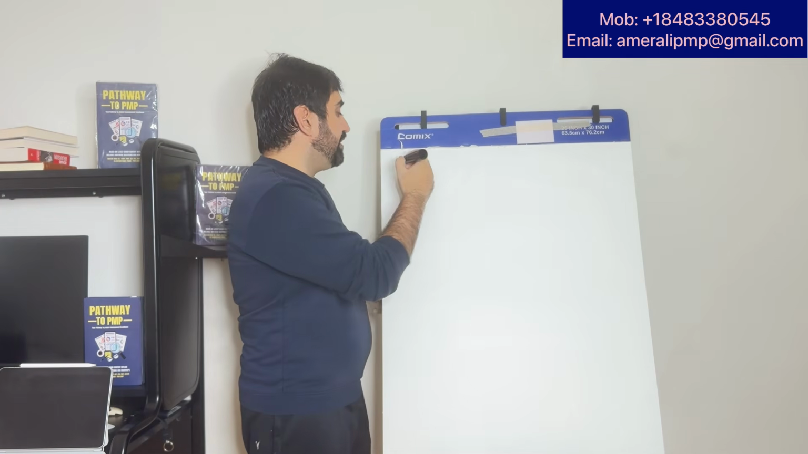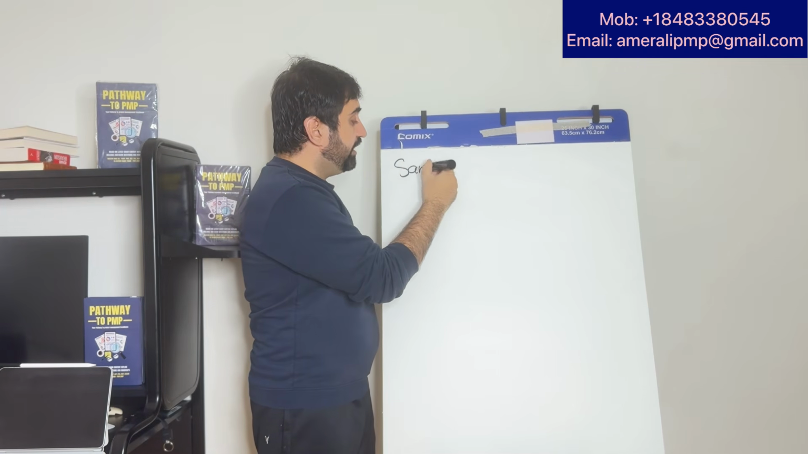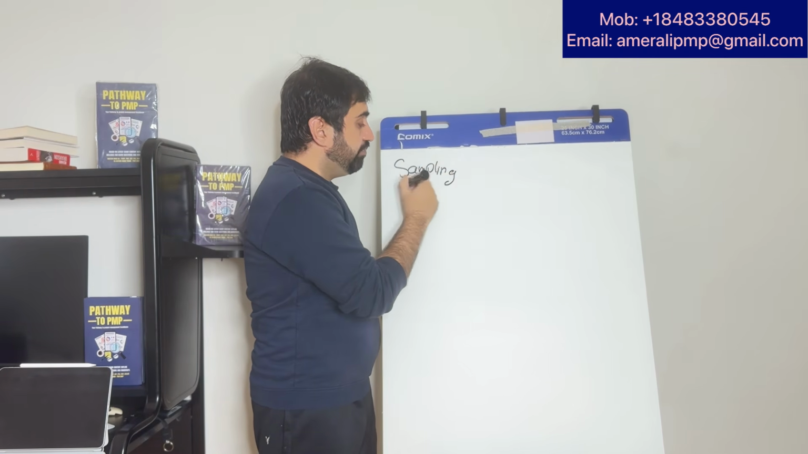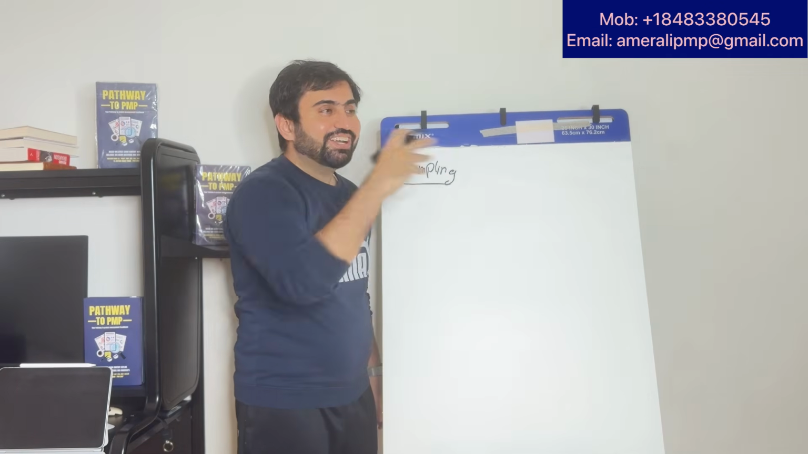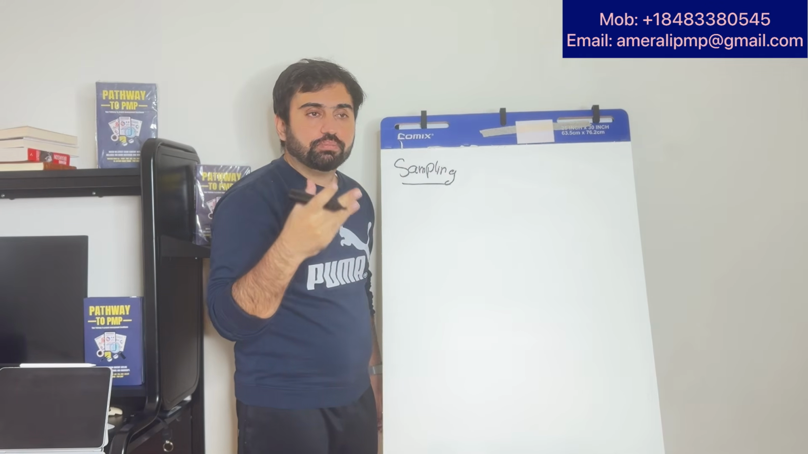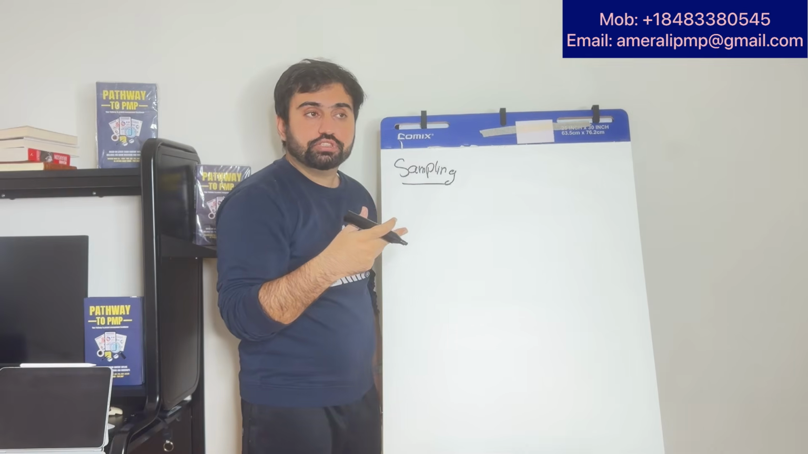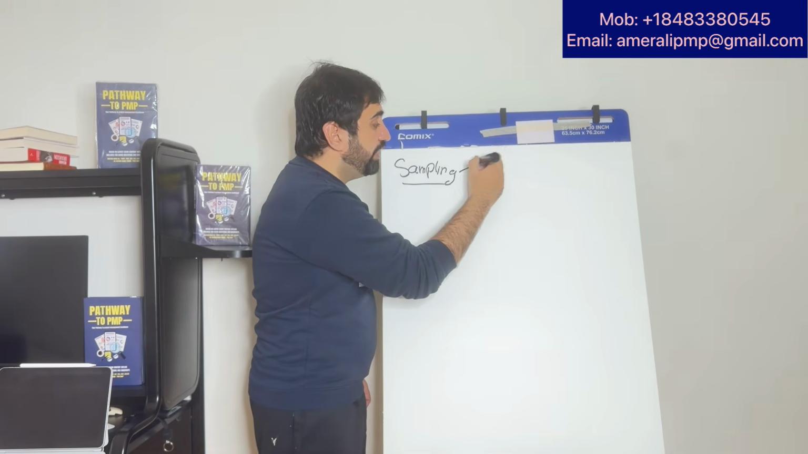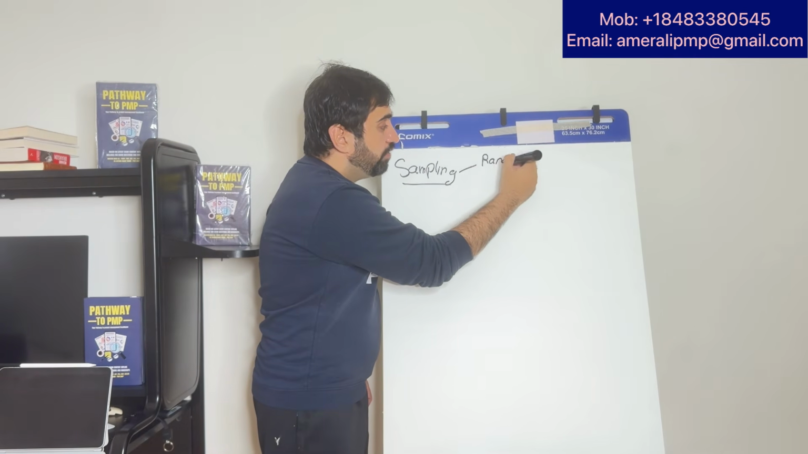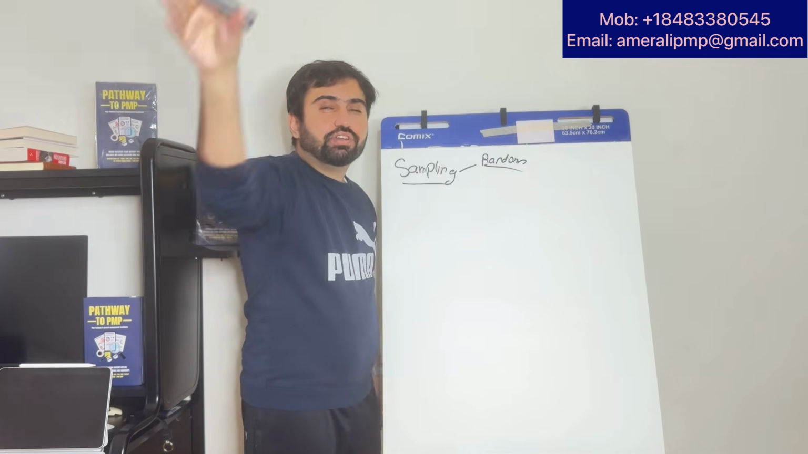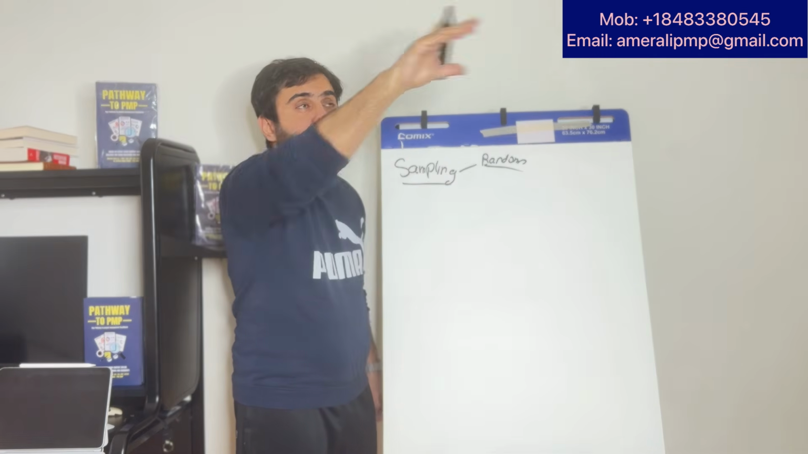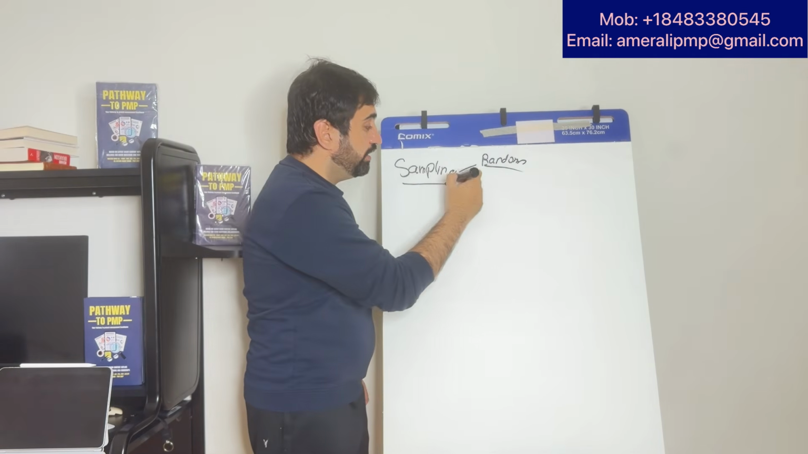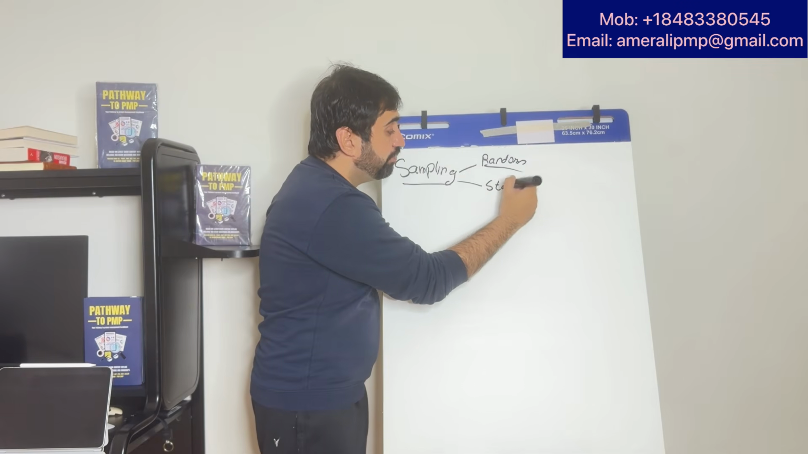Then the next tool is sampling. Sampling, as the name suggests: let's say there are a million things you want to check. You cannot check each one of them. So what do we do? We do sampling for that. We can either do random sampling. We check one piece, or after every 100 or whatever, we just go and check it. That is random sampling.